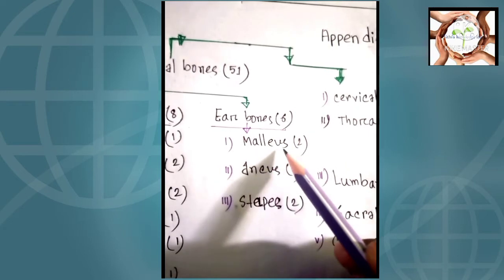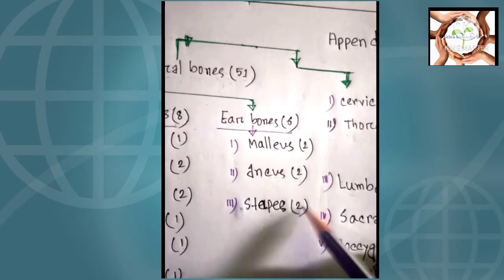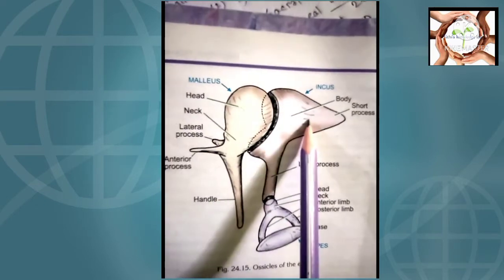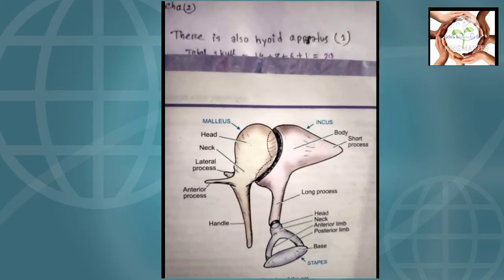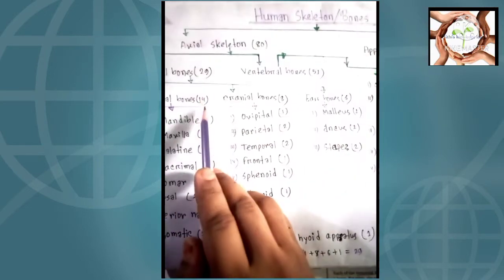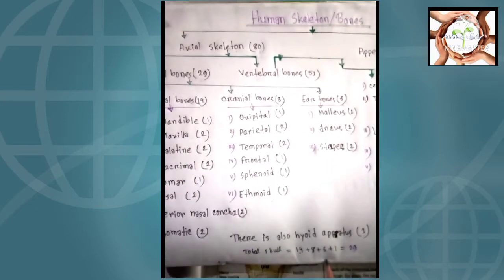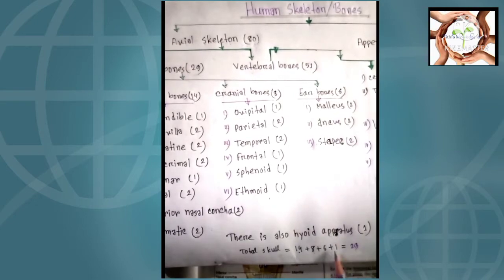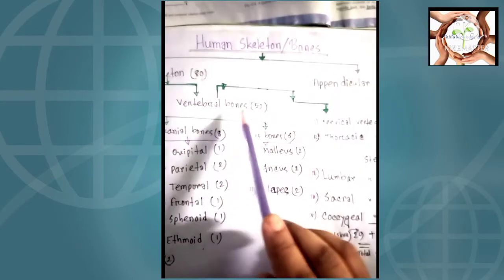Now ear bones. Ear bones contain malleus 2, incus 2, stapes 2. In the figure, this is the malleus, incus and stapes. There is also a hyoid apparatus bone. Total skull bones: this 14, this 8, this 6 and the hyoid apparatus 1. Total 29 bones.